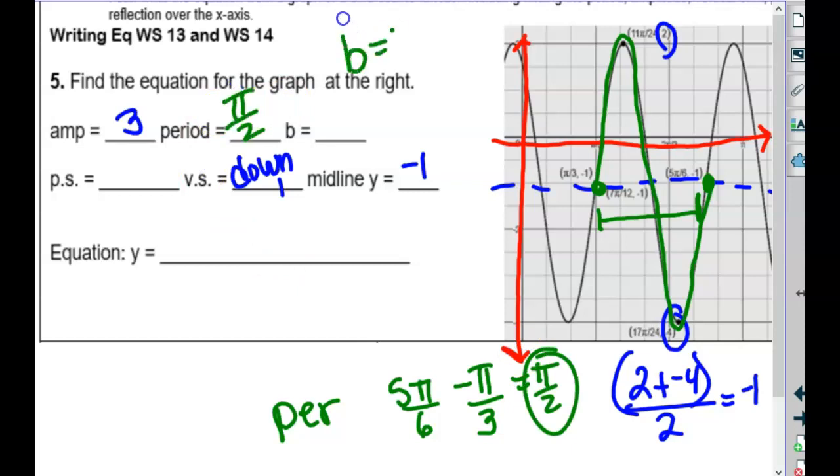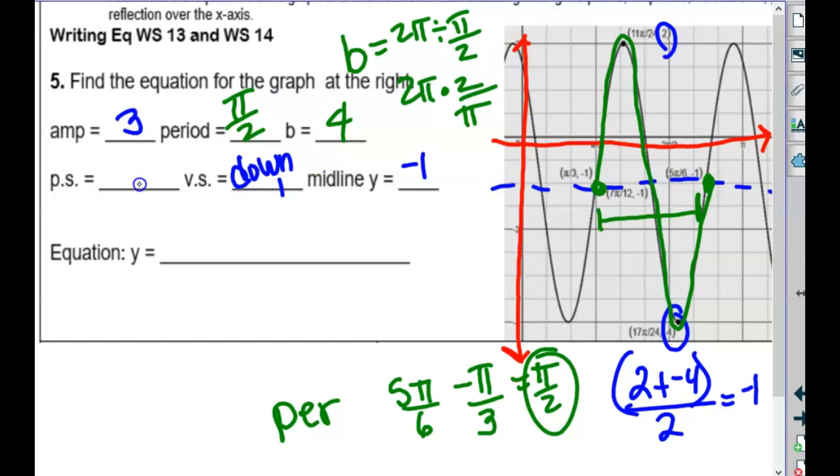So B is the normal period divided by that period. B is plain old 4. Yes? No? Guys, worksheet 14 is all about this.